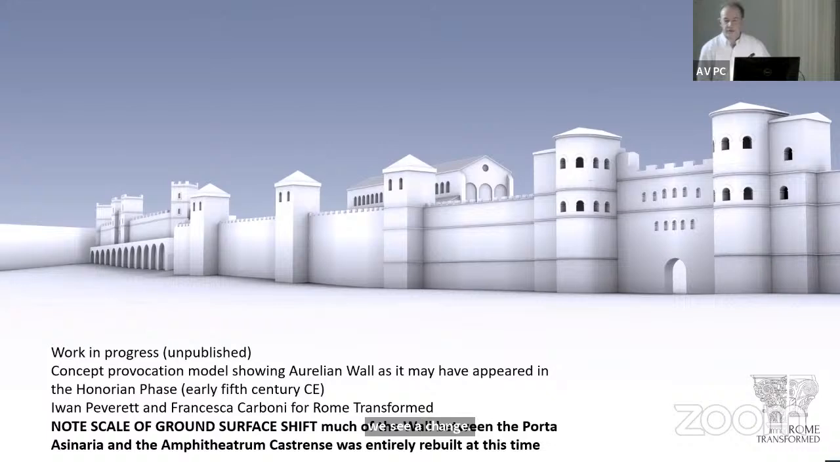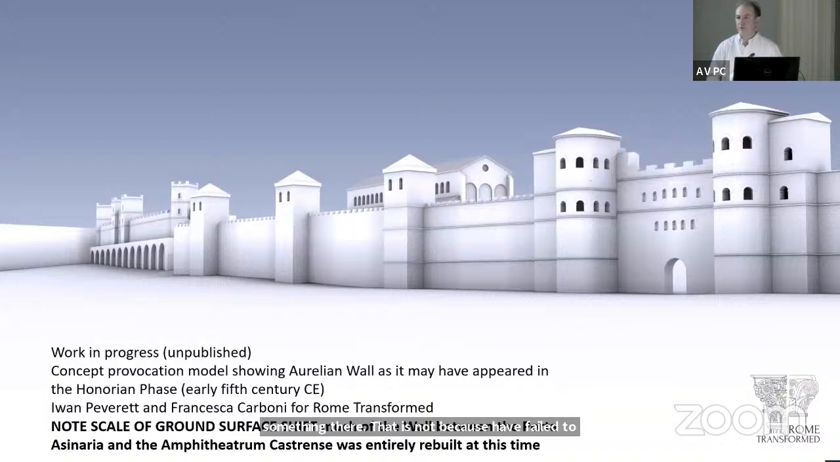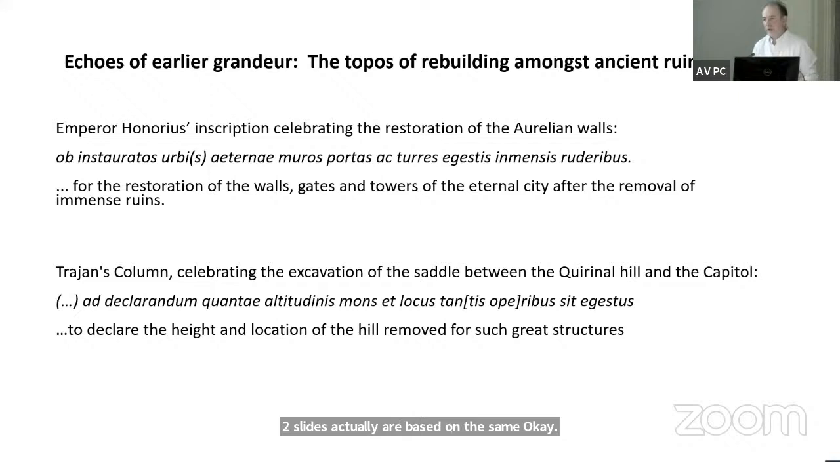Now, you would have noted something there. That is not because I have failed to correlate my slides. What you're actually seeing is also the shift in ground surface. Those two slides actually are based on the same space. So on the one hand, we've got the ground level change. We've got a greater emphasis on monumentality, but there is other building that is going on in relation to all of the structures that are there already. Obviously, scholars of late antiquity are acutely aware of this. Life goes on, it goes on in some exciting and powerful ways.